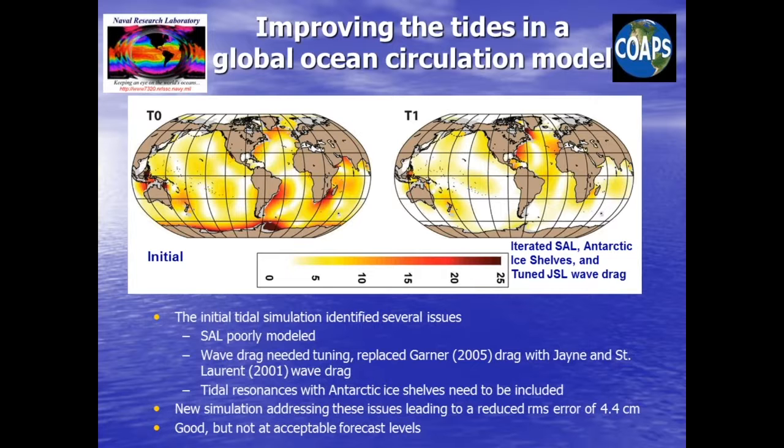We also changed the form of the wave drag, which makes it a little bit easier for us to do some tuning experiments. And we extended the domain of the model to include the ocean underneath the floating ice shelves. We then generated a new tidal solution, which went from 7 centimeters to about 4.4 centimeters. So it's a significant improvement. It's still a ways away from where we'd like to be.